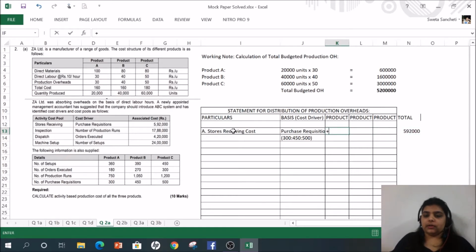So for product A it would be 5,92,000 into 300 divided by total is 1250.